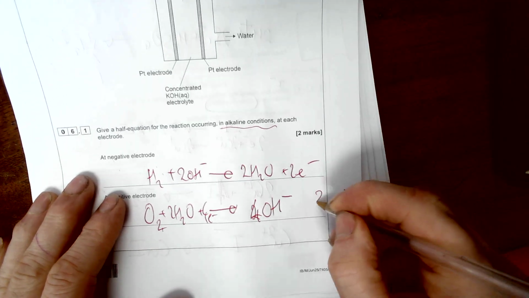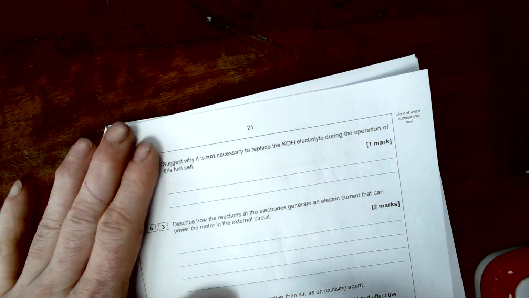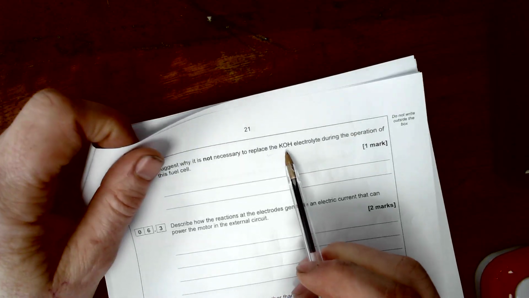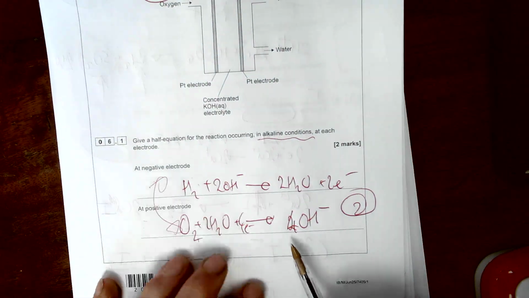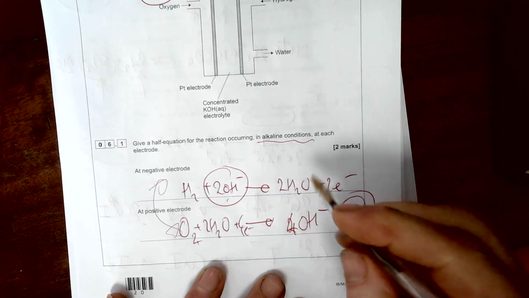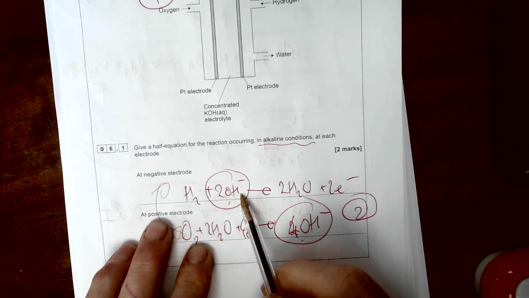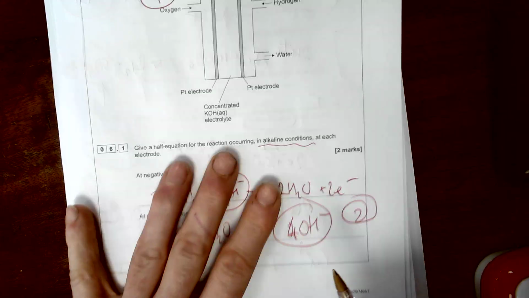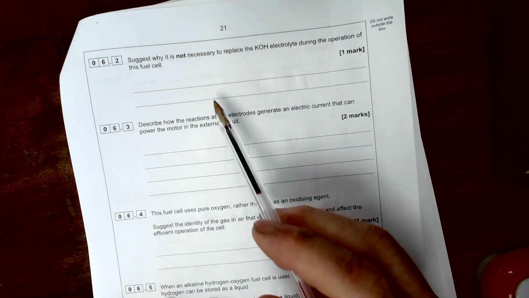So they were just 2 easy marks if you knew them, 1 mark if you got them the wrong way around. But if you did it in acid conditions or you didn't know them, well, of course you're not getting those easy marks. Why is it not necessary to replace the KOH electrolyte during the operation of the fuel cell? A lot of guesses here, because it was fairly tricky. But if you notice, at the negative electrode, OH- is being used up, at the positive electrode, it's being produced. That is why you don't have to replace the KOH electrolyte.